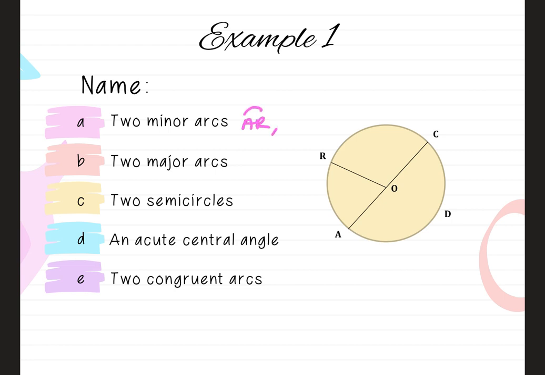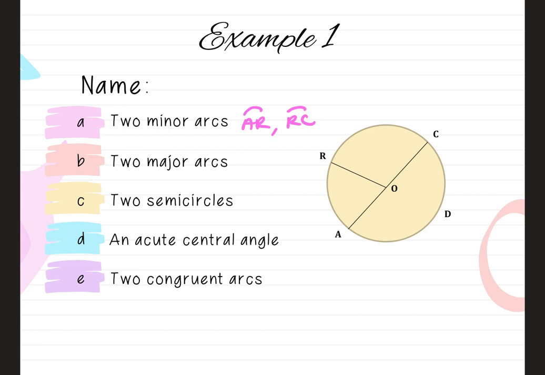AR or RA, that would be the same arc. That is a minor arc. What's the other one? CR or RC. Those are both your minor arcs. I'd probably give you CD. It's not really technically drawn there yet, but I would totally give it to you. How about 2 major arcs?